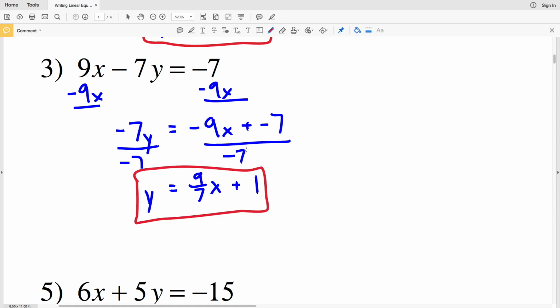If you get confused when you're splitting this fraction, just break it down. Write out negative 9x over negative 7 plus negative 7 over negative 7, and then simplify to reach your equation.